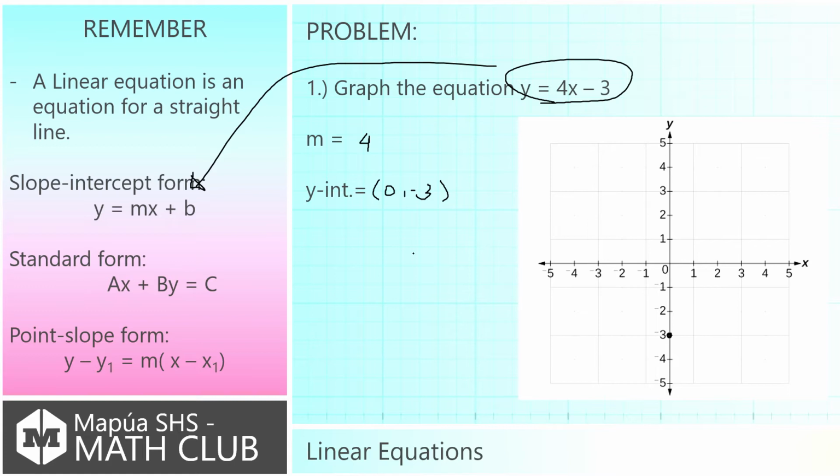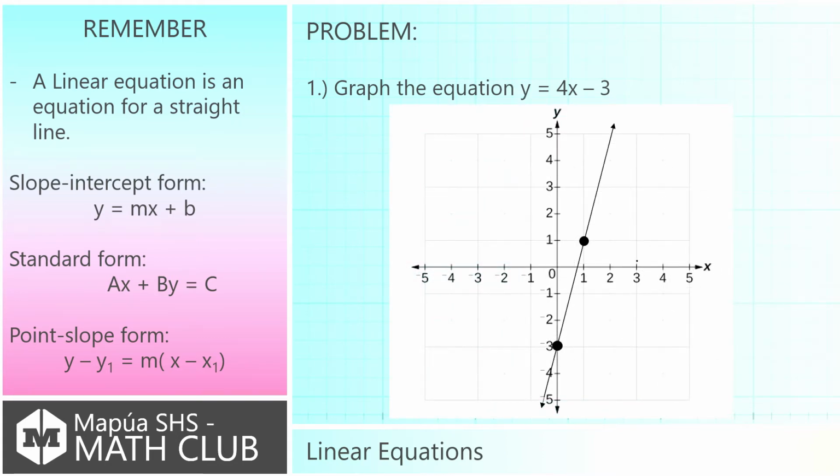Then using our slope, which is 4, or can also be written as 4 over 1, we can count 4 points upwards from here and 1 point to the right. This means that the next point is at (1, 1). Then we can do that again, and with all the points we got, we can just draw a straight line. So this will be the graph of y equals 4x minus 3.